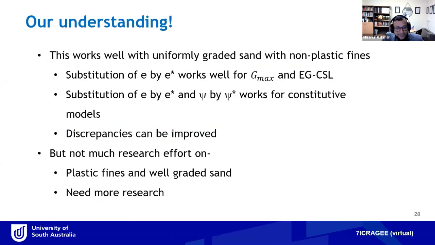Now, this is my conclusion or my understanding over here. This works very well with uniformly graded sand, a single type of sand, or poorly graded sand with non-plastic fines, there is no doubt. If we substitute e by e star, then we can predict G max, equivalent granular state ratio, steady state line. That should not be any problem. If we substitute e and e star and psi and psi star in an existing constitutive model, it seems it works. There would be some discrepancies.